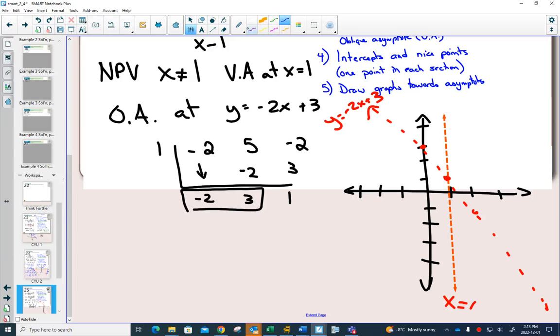Now we find our nice points. Y-intercept, plug in 0 for x. -2 divided by -1, +2.